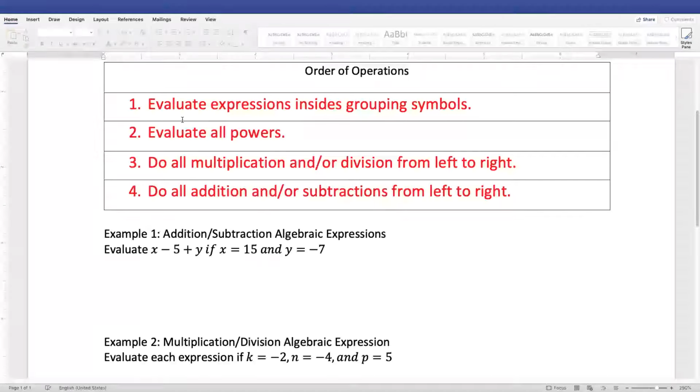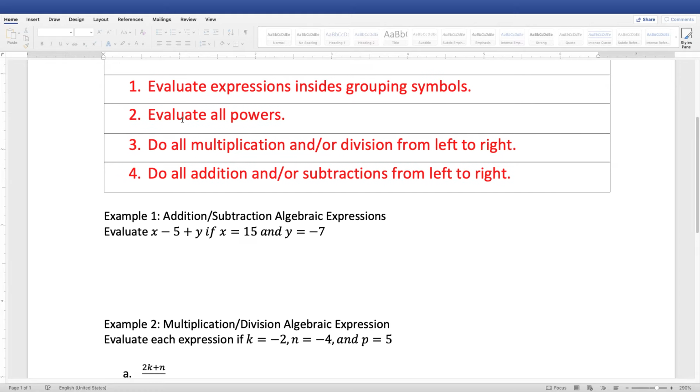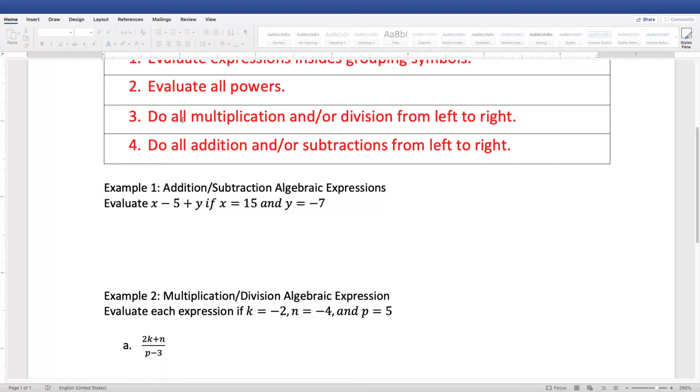Step 3, you will do multiplication and or division from left to right. And then in step 4, you will do addition and subtraction from left to right.